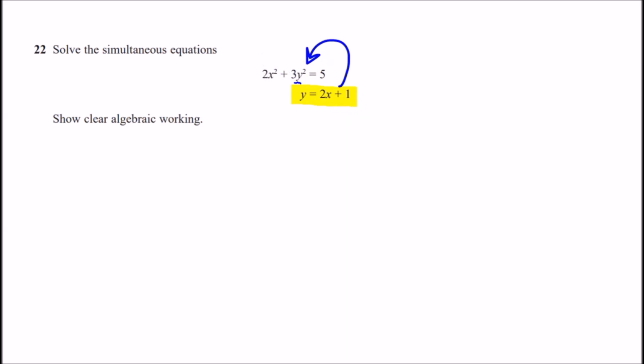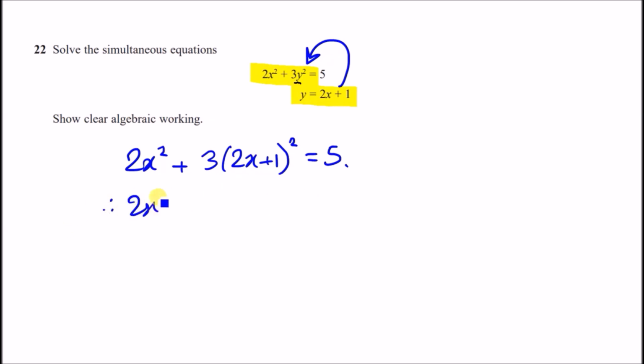So this means this entire first equation now is going to be 2x squared plus 3, and notice it is y squared. It's going to be all of the y term, which is 2x plus 1 squared, and that's going to equal 5. Now all you want to do here is expand this, and then just keep simplifying until you get some equation in terms of x. So therefore, expand this carefully. You still got 2x squared here, 3, and notice you got a squared bracket here. This is basically 2x plus 1 times 2x plus 1.